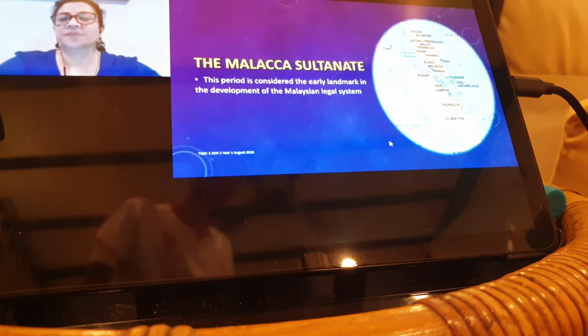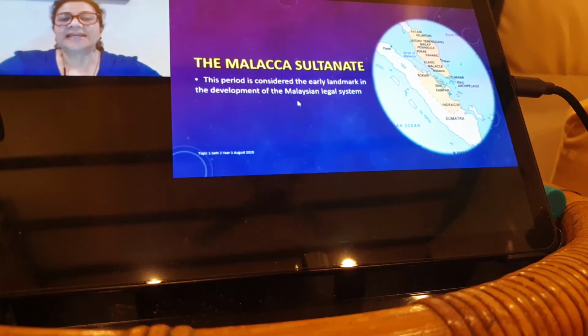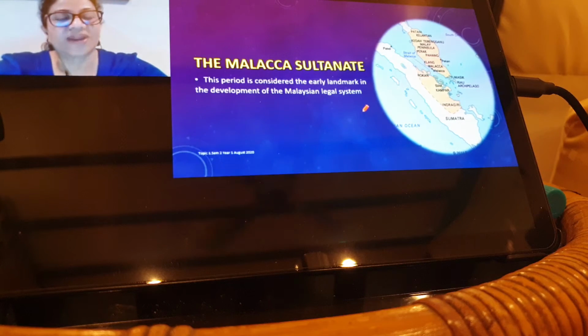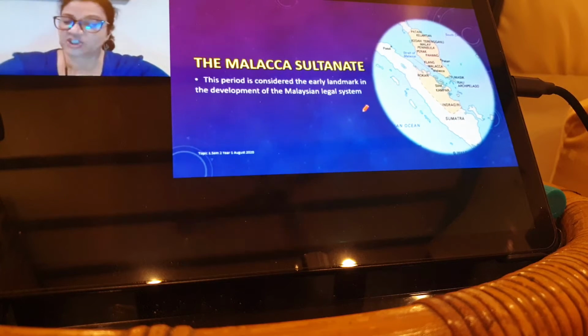So when we look at the Malacca Sultanate, that is Malacca here, this period is considered the early landmark in the development of the Malaysian legal system. The Malacca Sultanate has great influence in regards to the historical development of the Malaysian legal system.